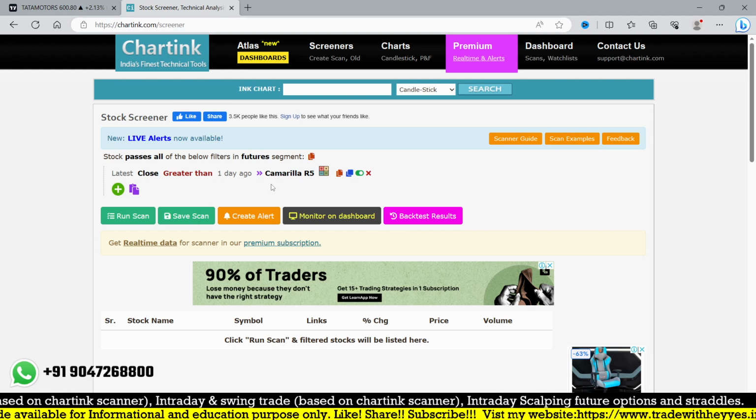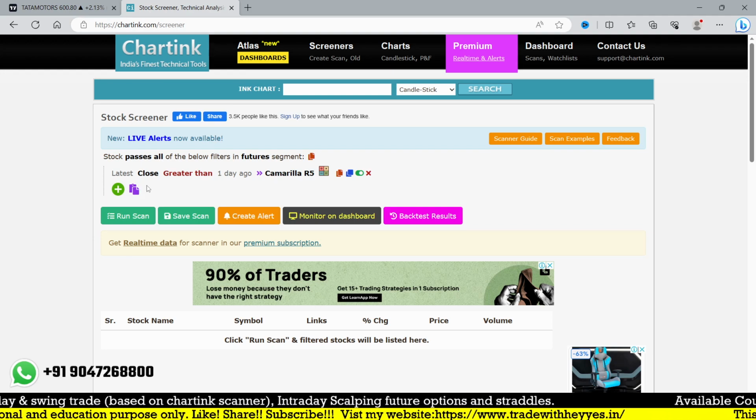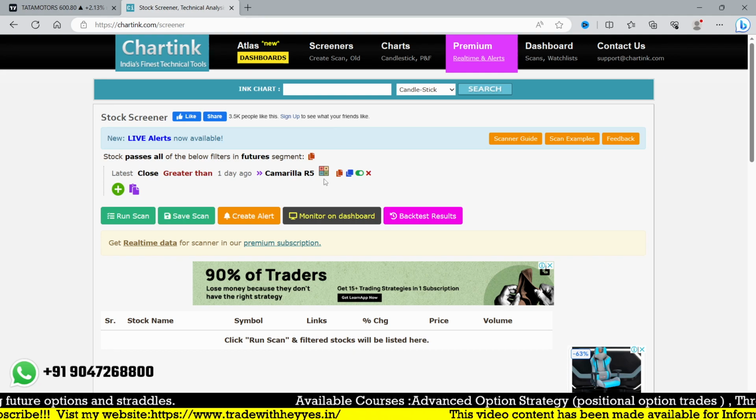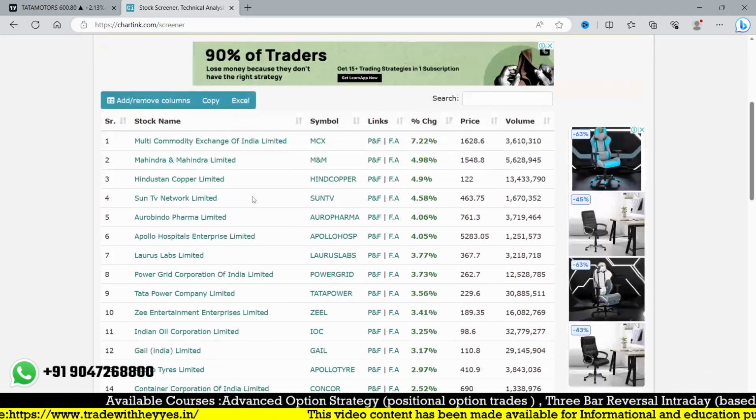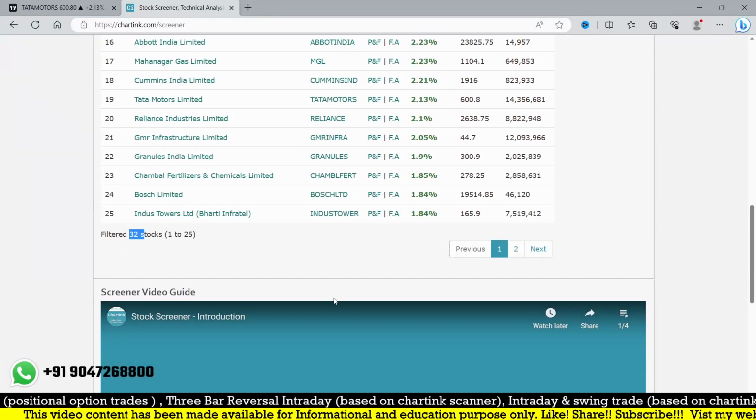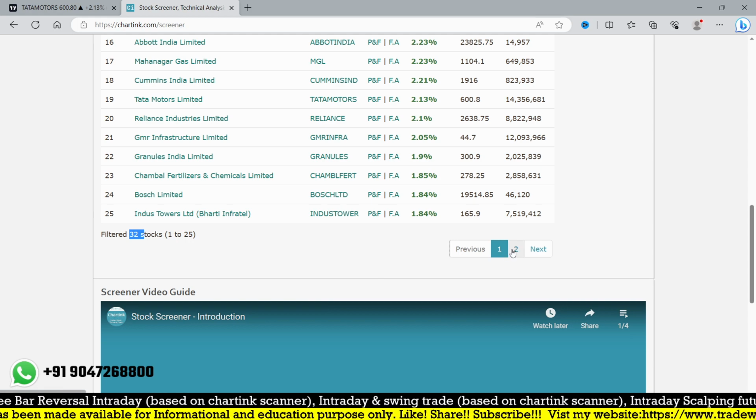Here I'm simply using this line: the latest close must be greater than the 1 day ago Camarilla R5, that is, H5. Look at this, how many stocks today? Almost 32 stocks are above that Camarilla higher level.